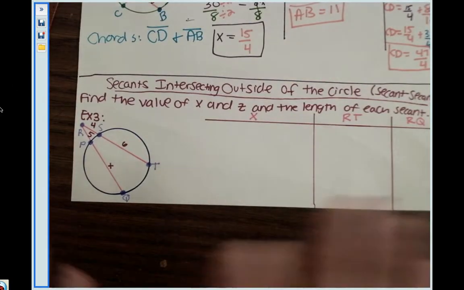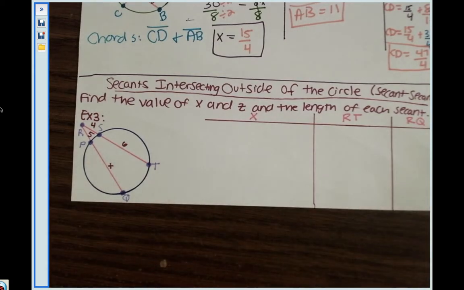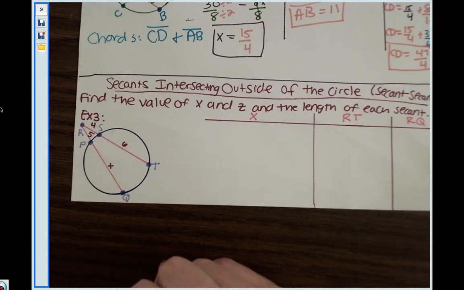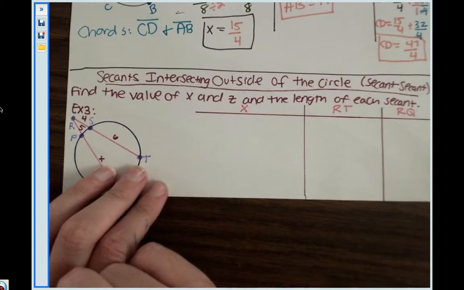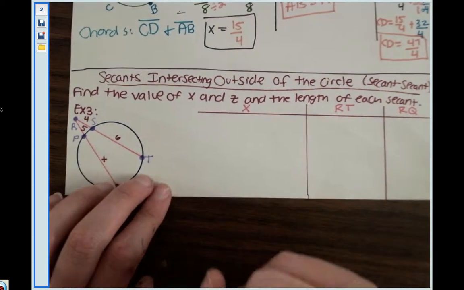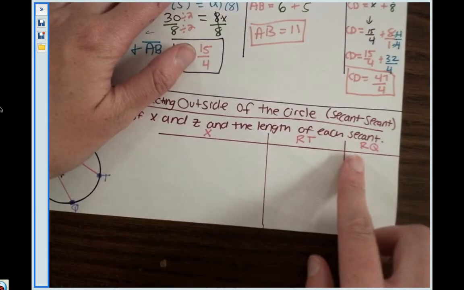Hello! We're up for a new type of segment relationship inside of a circle. So on this one, we're going to have two secants intersecting outside the circle. Whoa, right? Okay, and I'm going to call this the secant-secant relationship because it involves two secants. So if that helps you, we got the chord, and then we got the secant-secant.